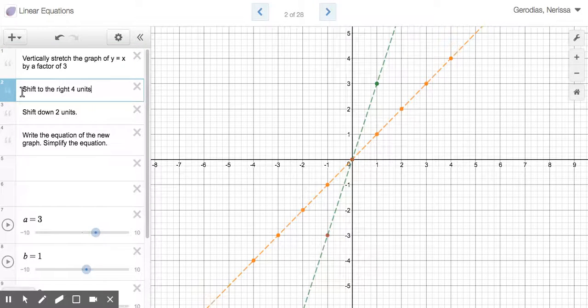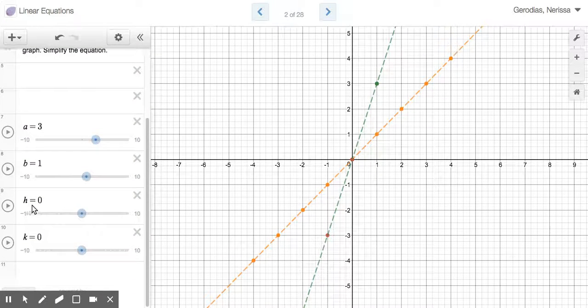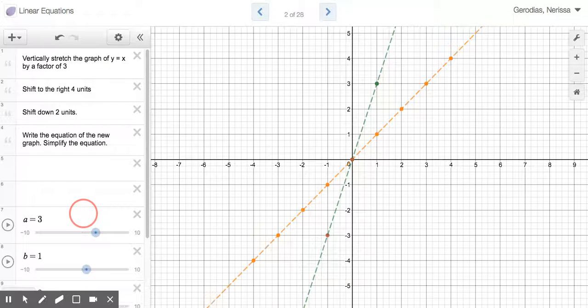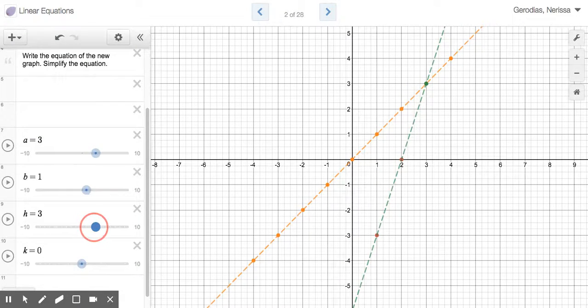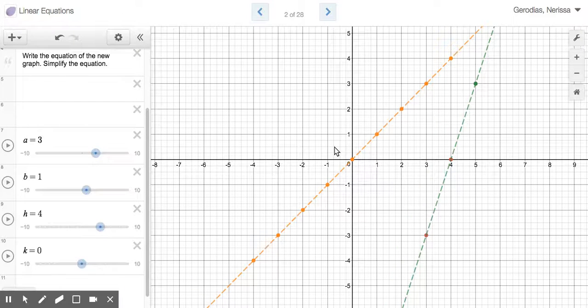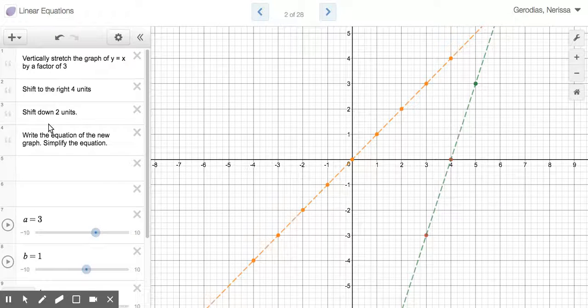And then next one is shift to the right 4 units. So horizontal shift. Horizontal shift is H. So shift to the right 4 units. So we have to move H. So that's 1 step to the right, 2 steps to the right, 3 steps to the right, 4 steps to the right. So notice that the green point was here earlier. Now it moved 1, 2, 3, 4 to the right. Then we need to shift down 2 units.